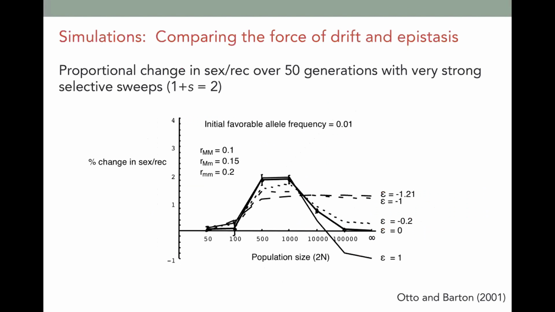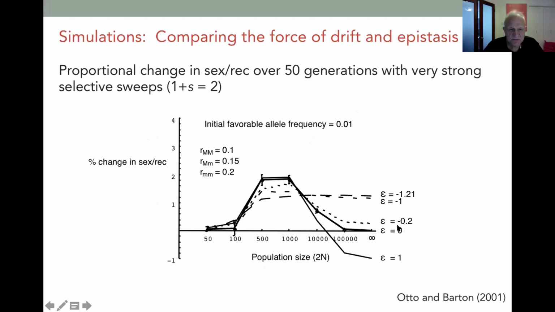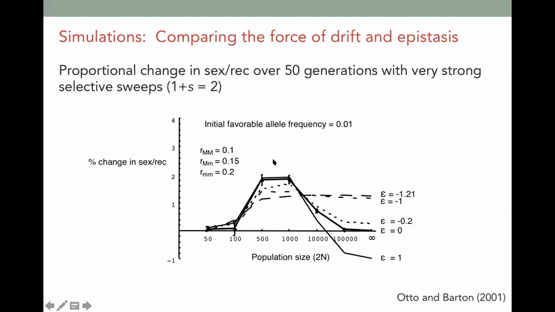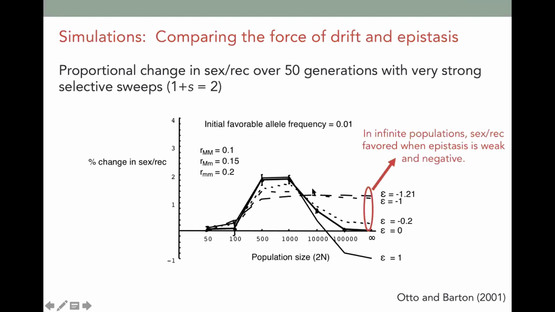Here is an example of simulations that drive home that point. On the x-axis is the population size. And so let's start here in an infinite population. What would we see? We see that negative epistasis is necessary in an infinite population, but in a finite population, the epistasis can be negative or positive. So rather than epistasis dominating, it's almost the reverse: selective interference and these drift effects seem to be more important across a wide range of population sizes.